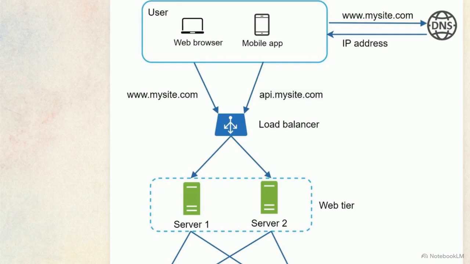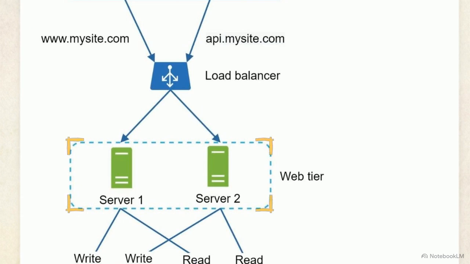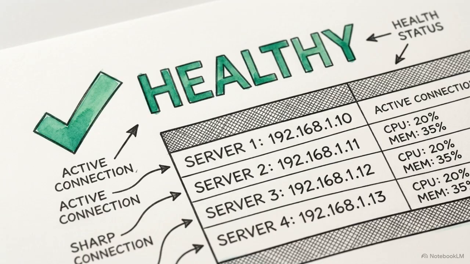This architecture inserts a load balancer, sitting directly between users and the web tier. Clients connect to the load balancer's public IP. The load balancer acts as a traffic cop, routing HTTP requests to either server 1 or server 2 over private internal IPs. This component creates high availability.